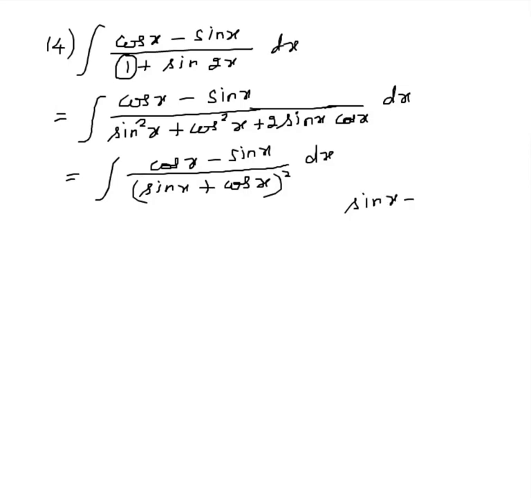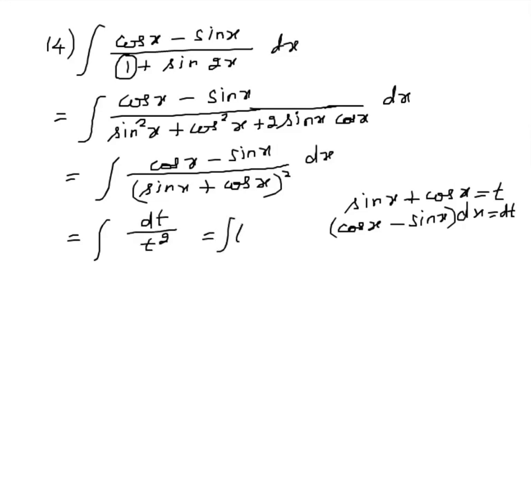Now let us substitute the denominator as t. Differentiate both sides. Differential of sin x is cos x and differential of cos x is minus sin x, times dx is dt. We have the same term in the numerator. The numerator becomes dt and the denominator becomes t square, which can be written as integral of t raised to minus 2 dt. Use the x power n plus 1 by n plus 1 integration formula. It becomes t power minus 1 divided by minus 1 plus c, and substitute for t.